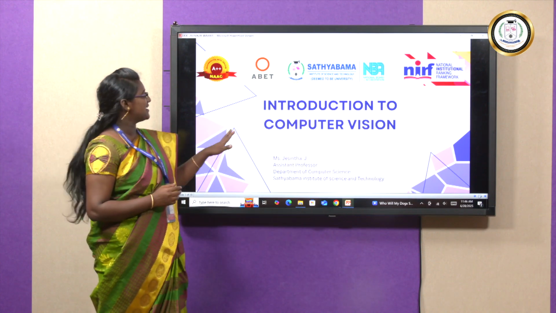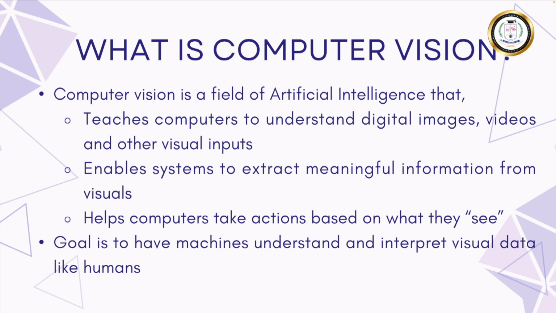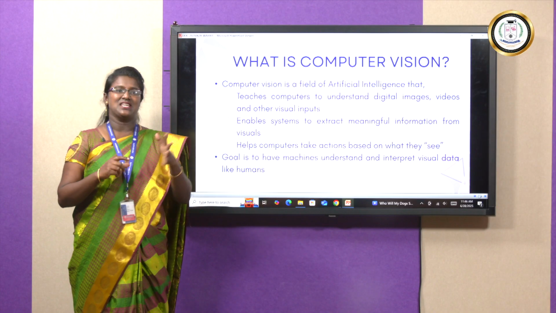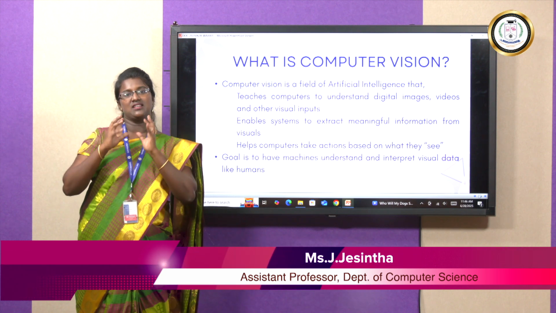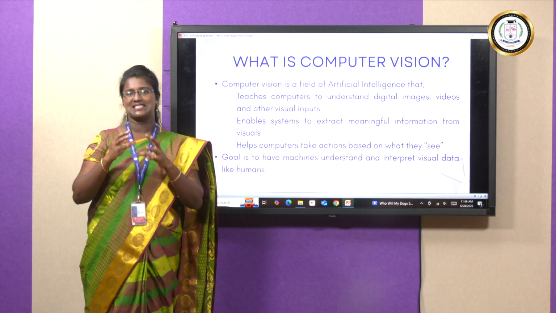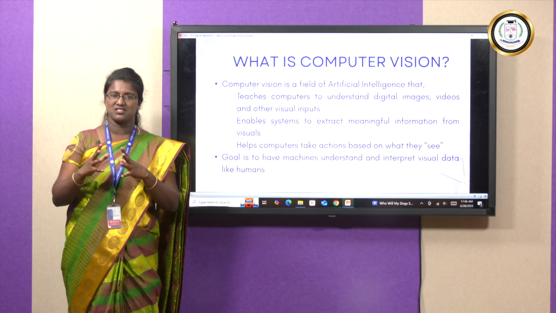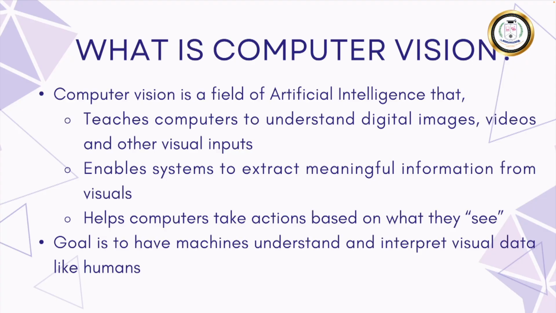Today, I'm going to talk to you about computer vision. Let's start with what computer vision is. Computer vision is a field of artificial intelligence. But what does it do? It teaches computers to understand images, videos, and other visual inputs. After that, it extracts meaningful insights from the image and makes the computer make decisions based on the information extracted from the image. So the goal is to have the computer visualize, understand, and perceive the world as we humans do.